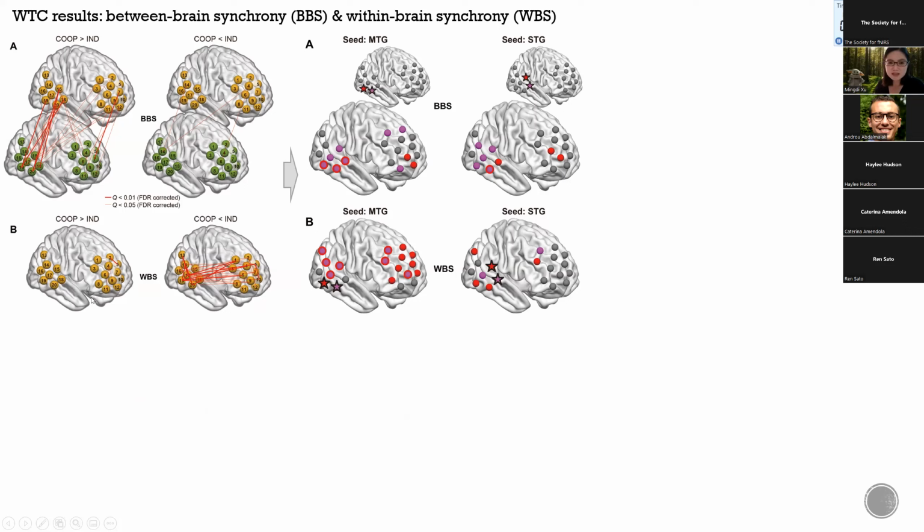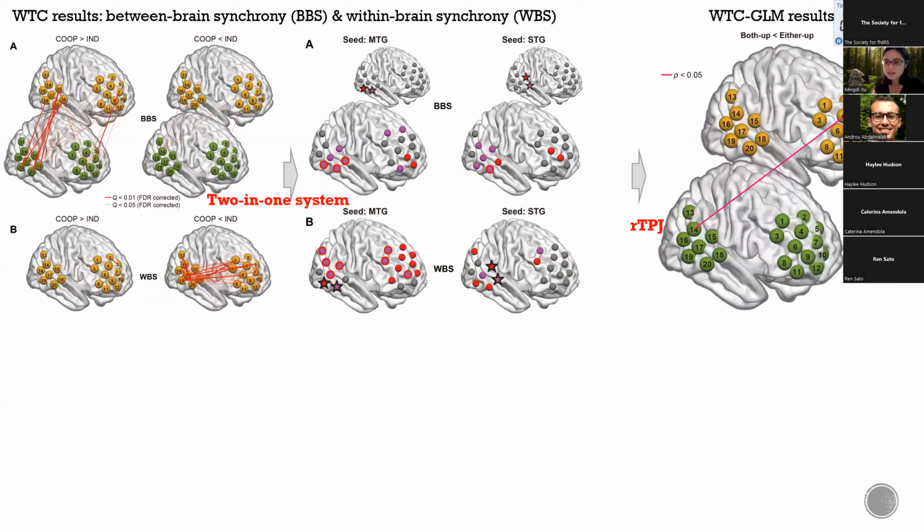We can also see that, importantly, during a cooperative game, although the connectivity within one brain is very limited, the brain activity was connected to the activity of another brain during the cooperative condition. So probably because participants allocated more resources to attend to partners to adjust oneself accordingly.